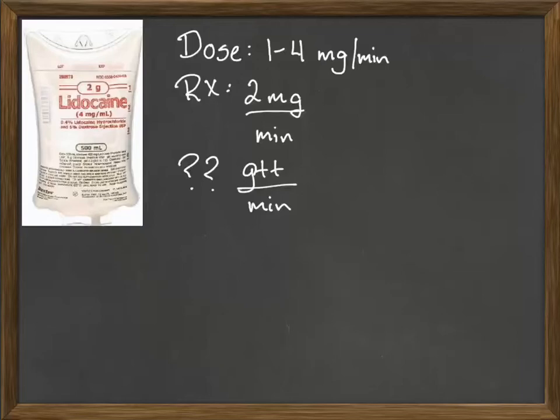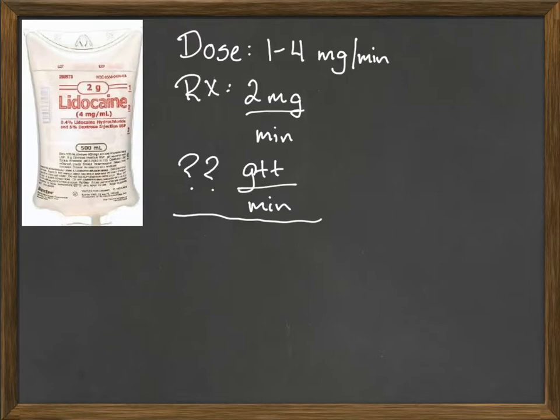So let's do some lidocaine math. We know that a dose of lidocaine is 1 to 4 milligrams per minute. Now let's say you've been ordered to give 2 milligrams per minute to your patient, and we want to know how many drops per minute that's going to be.